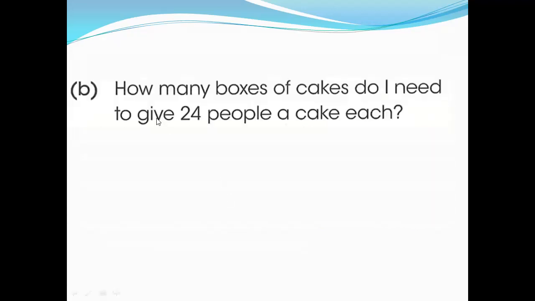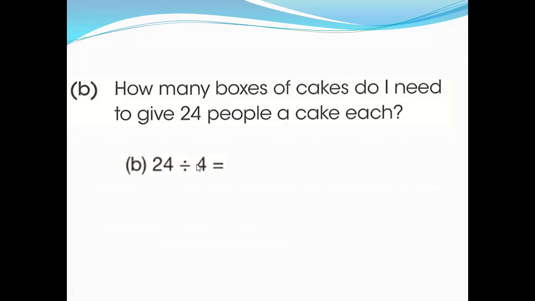Next question. How many boxes of cakes do I need to give 24 people a cake each? Same question, part B. We need to divide. In one box, how many cakes? 4. So just 24 divided by 4. Like question number 1, we divided with 2. In this question, divided with 4.